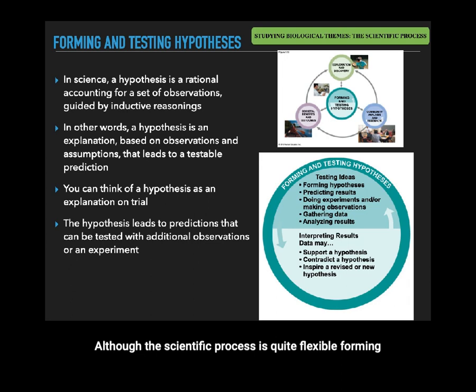Although the scientific process is quite flexible, forming and testing a hypothesis is central to this process. This part of the process involves testing ideas, forming hypotheses, predicting results, doing experiments, making observations, gathering data, and analyzing the results. Interpreting the results can indicate that the data support or contradict a given hypothesis. Both can inspire a revised or a new hypothesis.